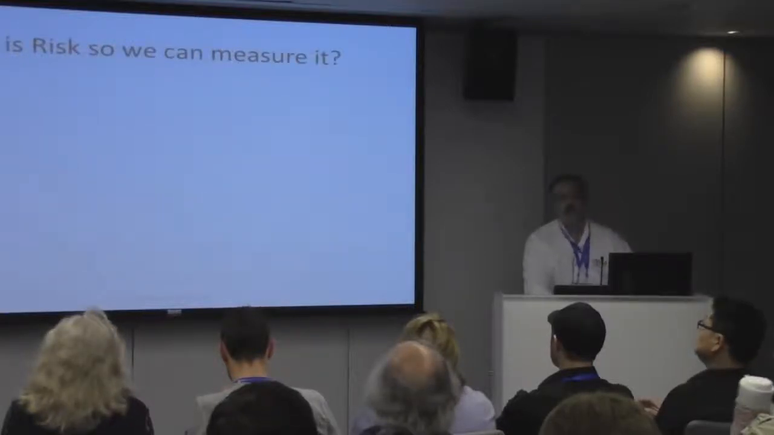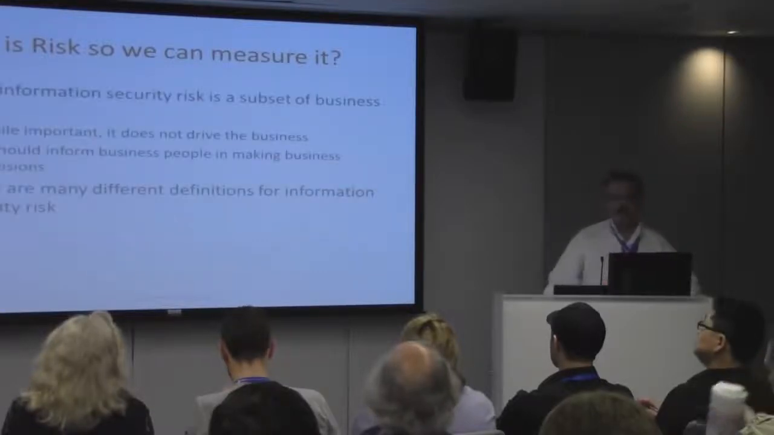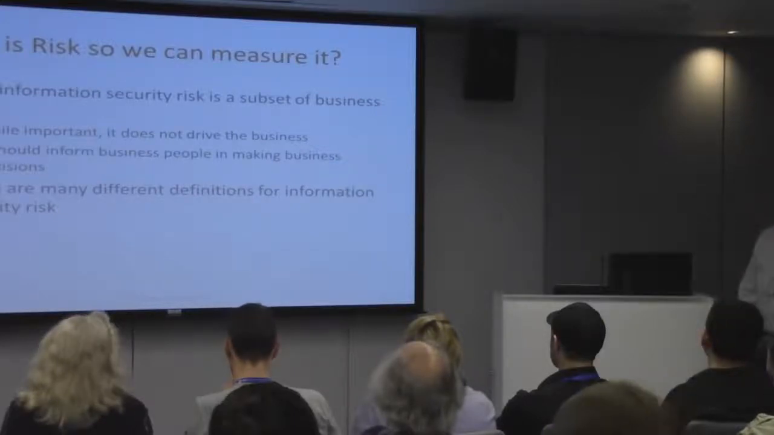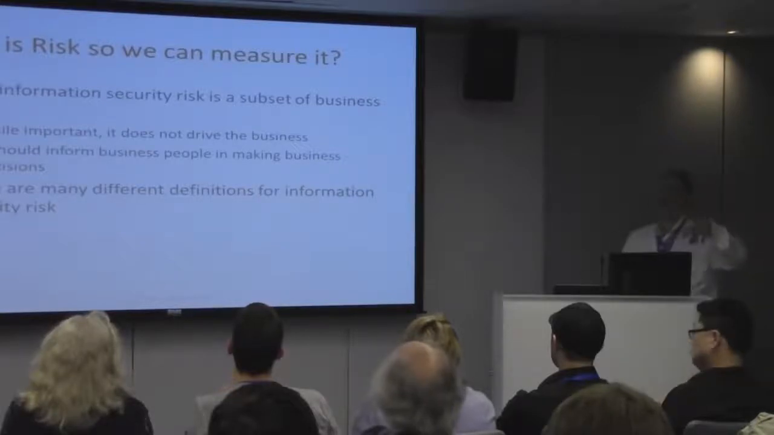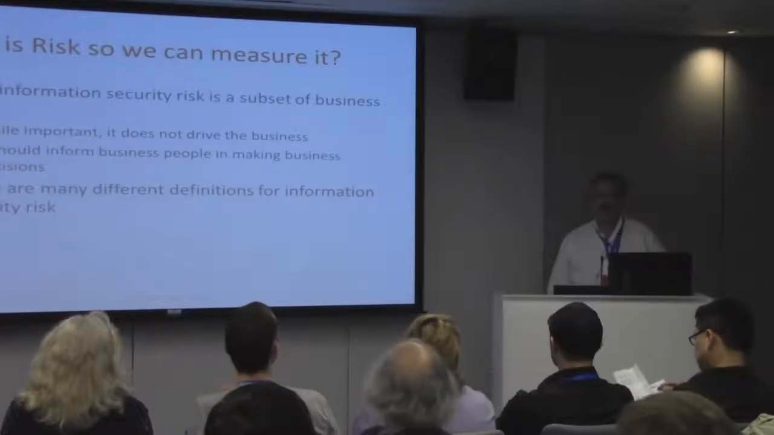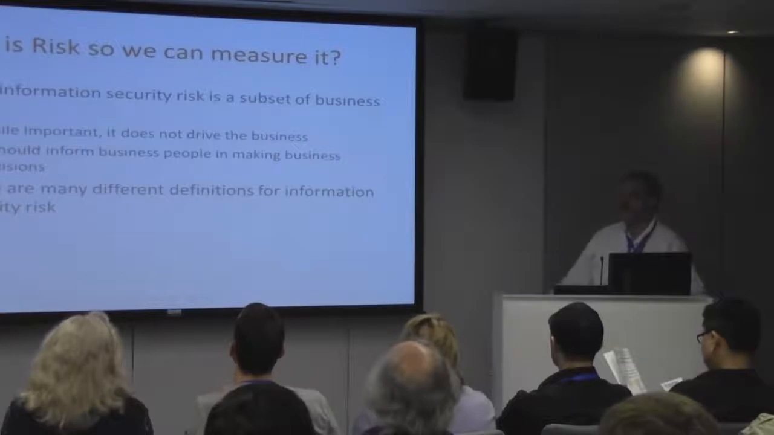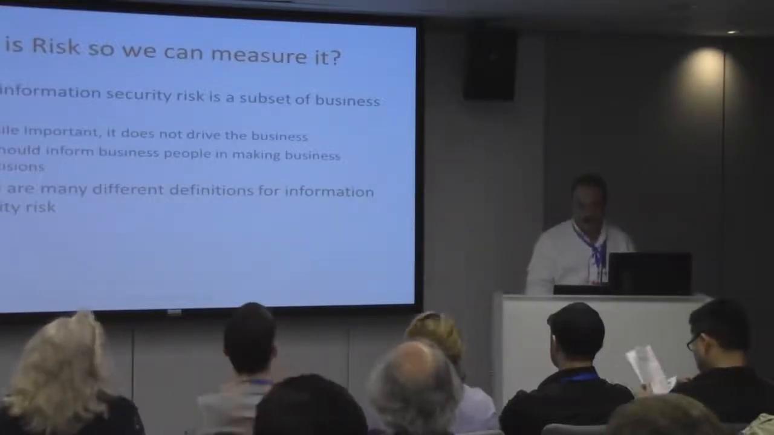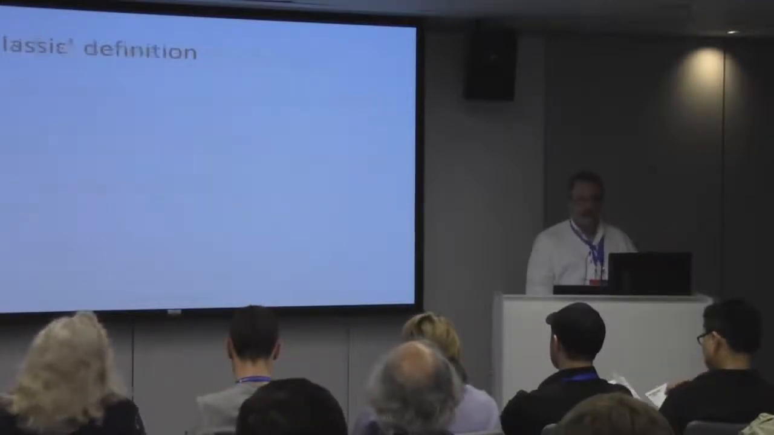So let's start out with what is information security risk and how can we measure it. Information security risk is a subset of business risk. It is what could happen to business data, what could happen to business information, and obviously as you manage it, how do you prevent those things from happening? The trouble is that there are many, many different definitions of exactly what information security risk is, and I want to give you a brief overview of that before we get into exactly how you measure it.